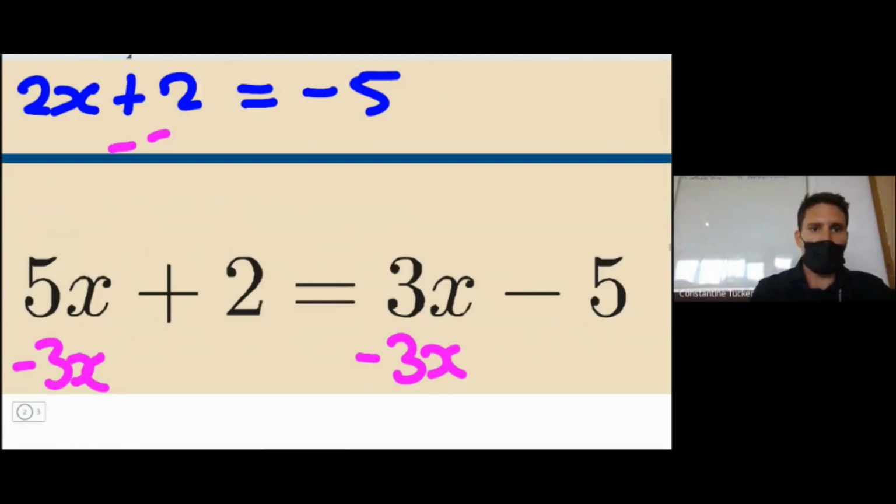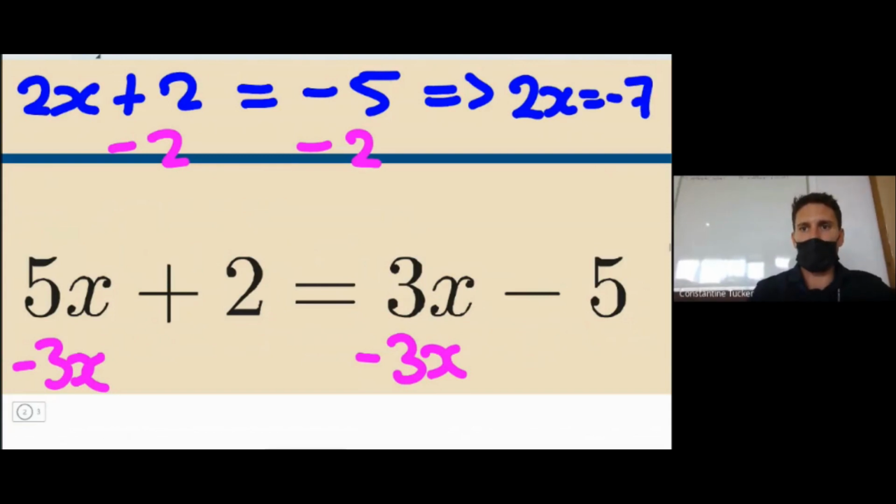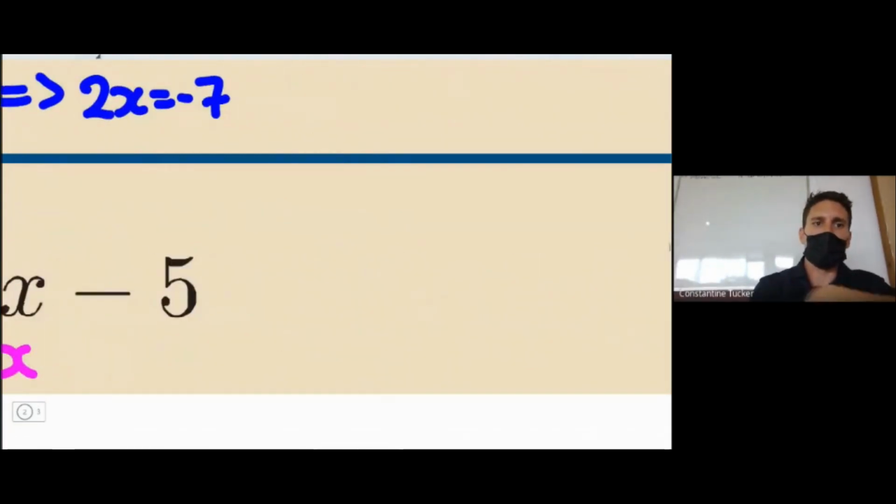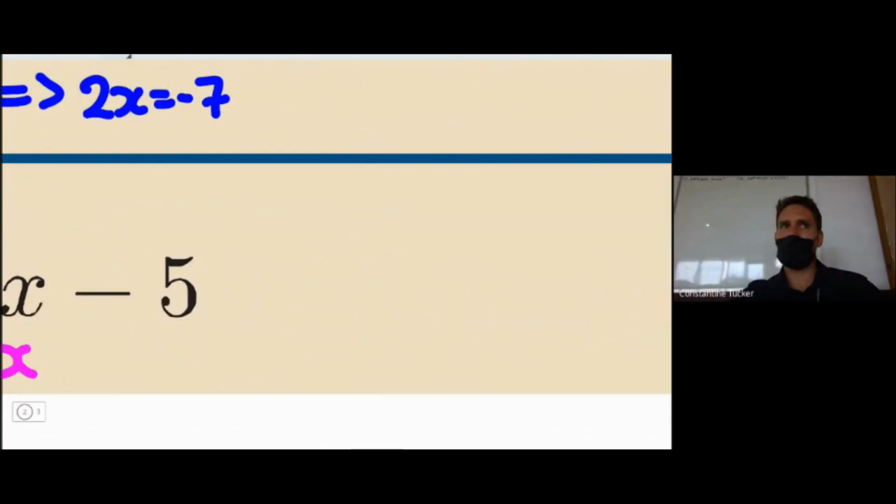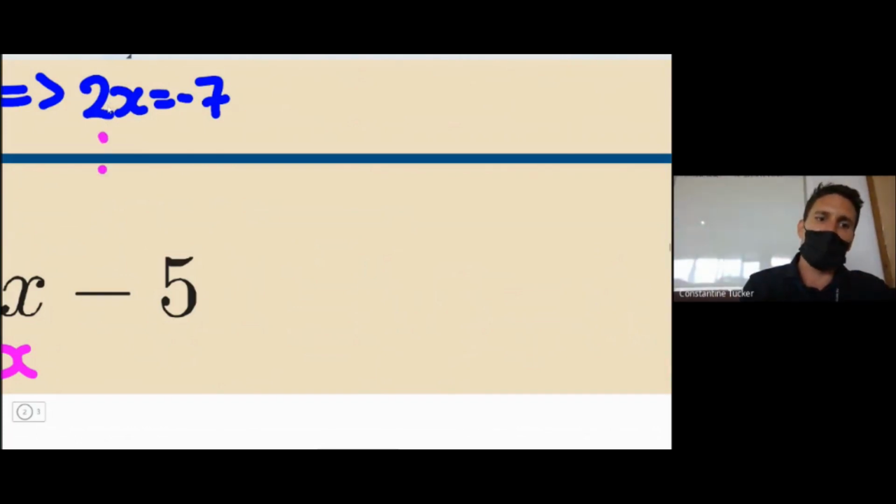So now we take away the 2 from both sides. The 2x is equal to negative 7. And now, what do we do? We do minus 2, right? Somebody fell into my trap. We don't do minus 2. What's the invisible thing here? Divide by 2, because there's a times.